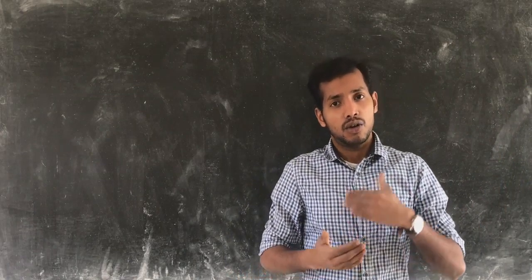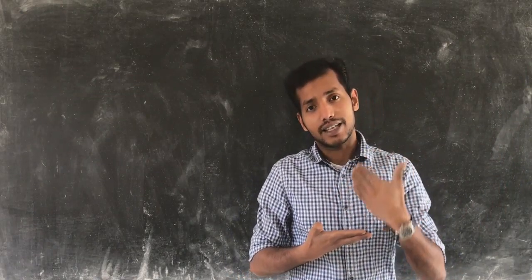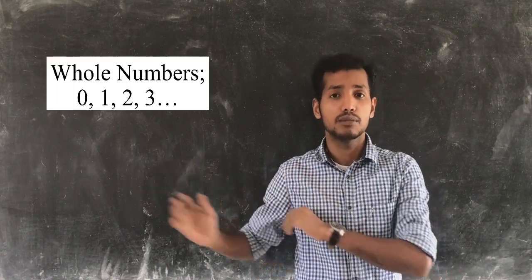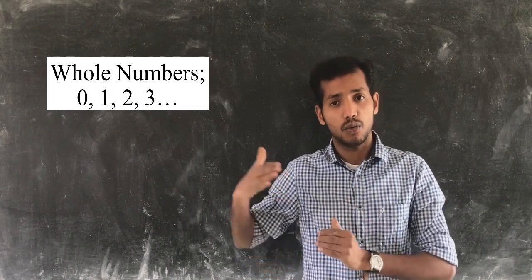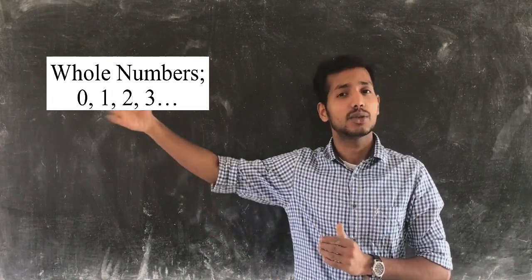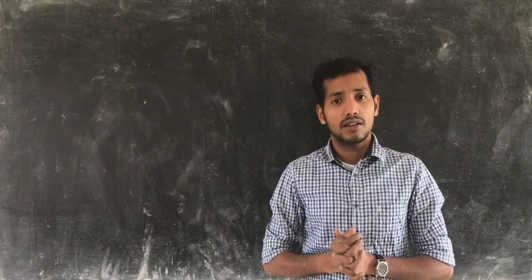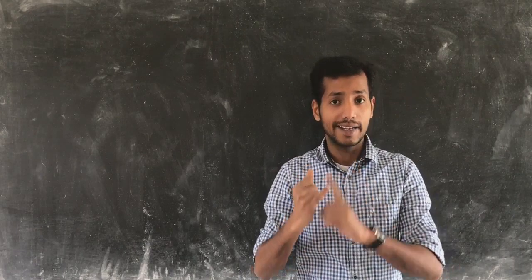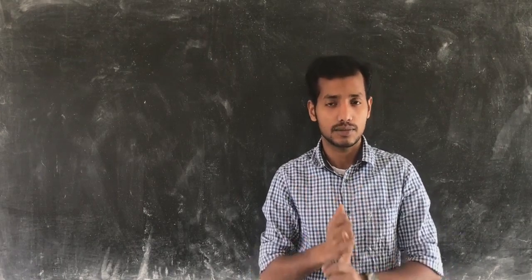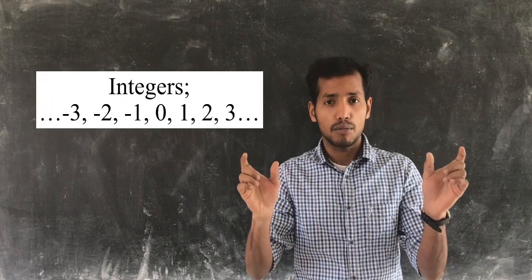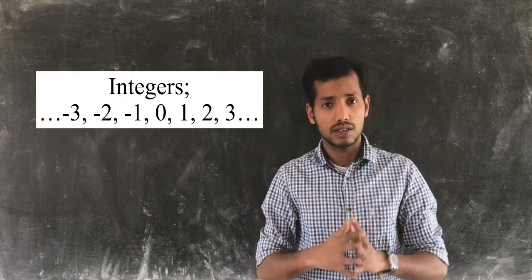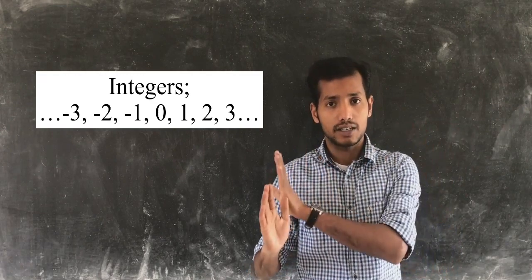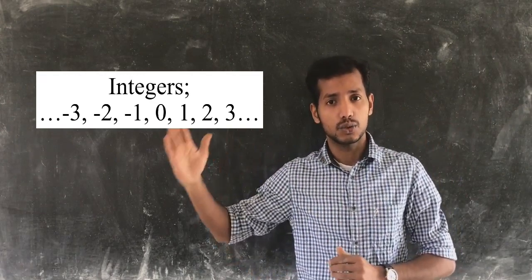Similarly, when we add a 0 to the natural numbers, we get the set of whole numbers: 0, 1, 2, 3, etc. to infinity. After natural numbers and whole numbers, the next are integers. What are integers? Integers are the union of whole numbers and the negatives of natural numbers. That is minus 3, minus 2, minus 1, 0, 1, 2, 3, etc.